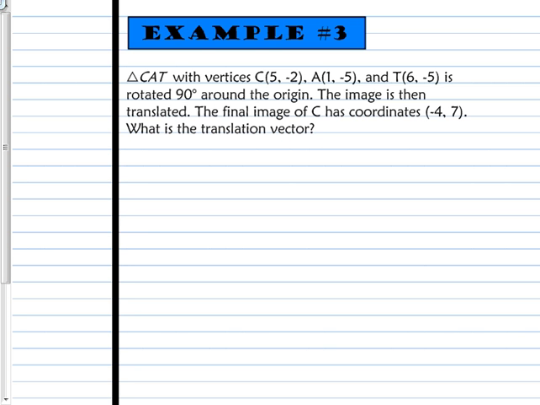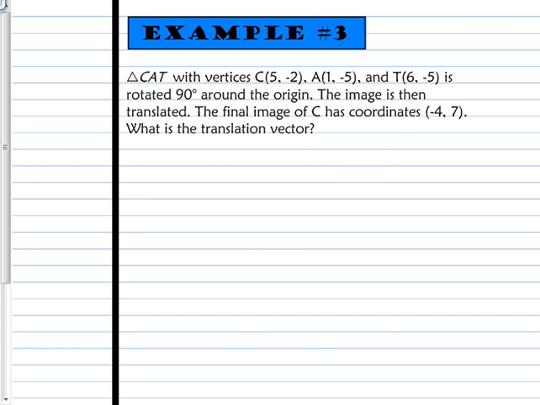Moving on. Example number 3. Triangle CAT has vertices C(5, -2), A(1, -5), and T(6, -5), and it's rotated 90 degrees around the origin. The image is then translated. The final image of C has coordinates (-4, 7). What is the translation vector?